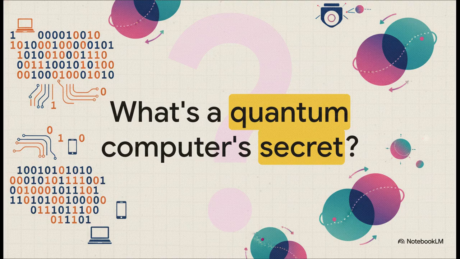Well, your phone, your laptop, pretty much every computer you've ever used runs on something called a bit. A quantum computer, though, uses a qubit. And trust me, if you can really get the difference between those two, the whole wild world of quantum computing starts to feel a lot less like magic and a lot more like some truly brilliant science.